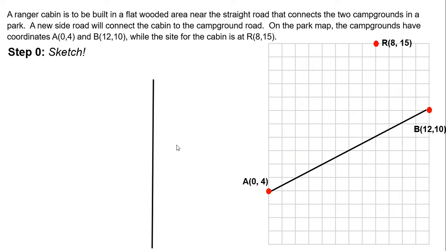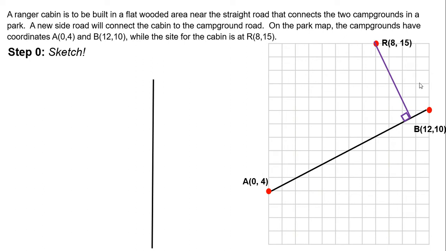And again, I want to figure out the shortest distance for connecting a side road from that ranger cabin R to the main road in the campground. Again, the shortest distance is going to be that perpendicular line, that right-angled connector, which I've roughly sketched. Maybe it's not exactly there, but at least it gives us a rough idea. That looks like it's around a right angle meeting point. And so it looks like that point of intersection is going to be maybe 10 and a bit as my x-coordinate, and then maybe 9 and a bit as my y-coordinate.